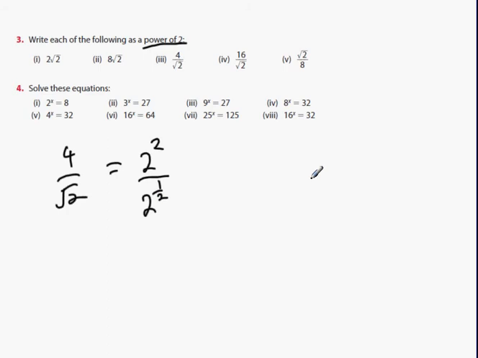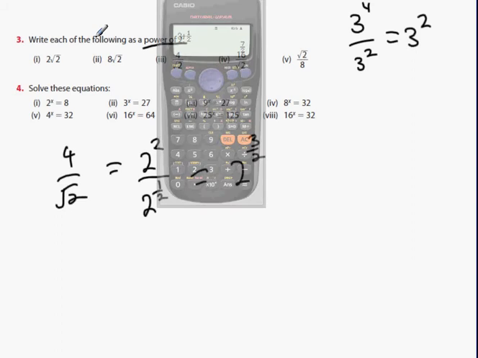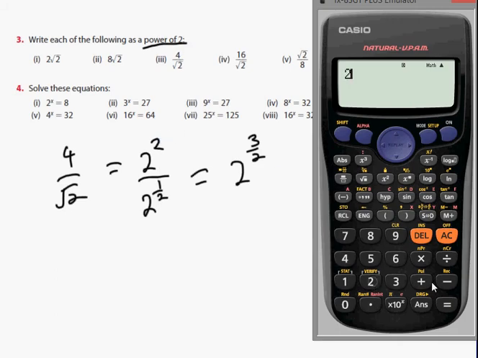What is the rule when you have one of them divided by another one? You take them away. And the answer to this one would be, Fionn, the answer to this one? 2 minus a half, anybody? 1.5. Which is the same thing, if you put in the calculator, as 3 over 2. 2 to the power of 3 over 2. Take away the half.